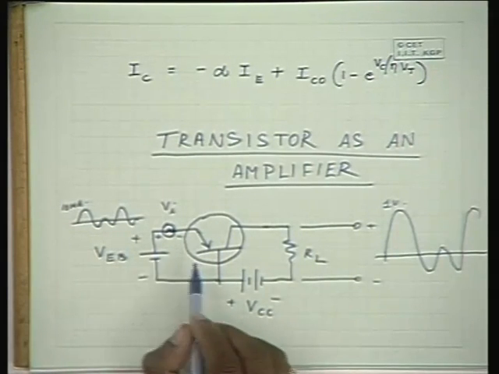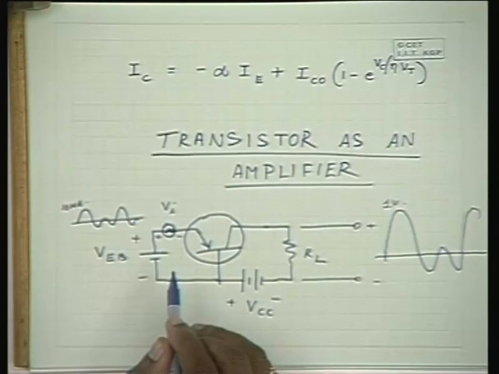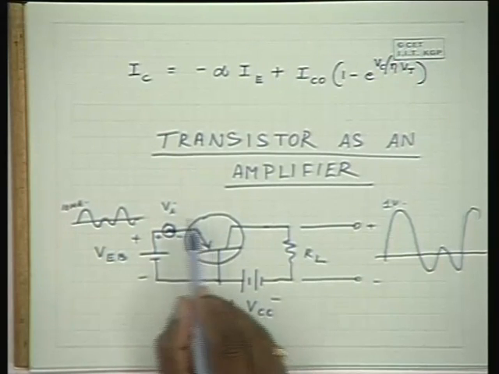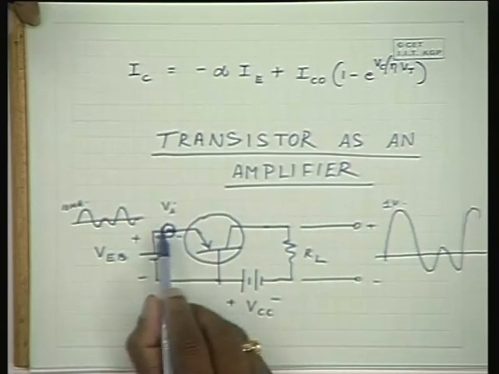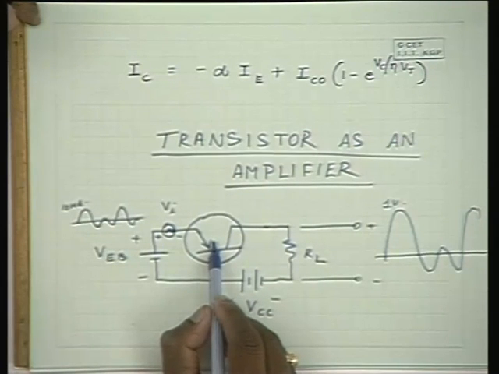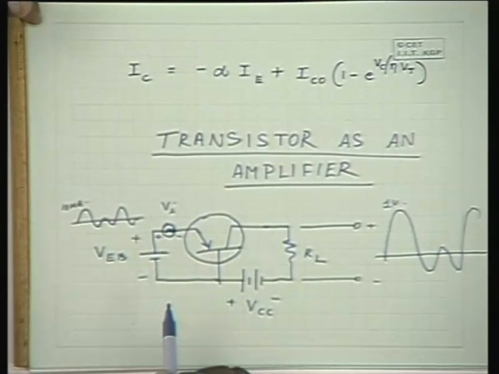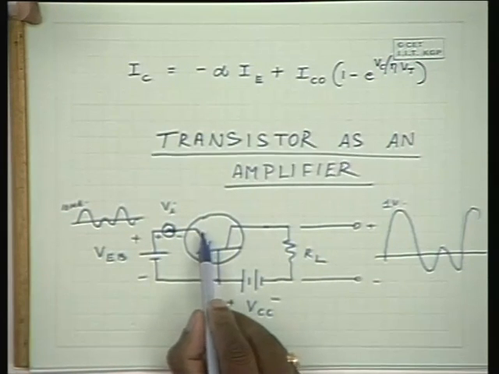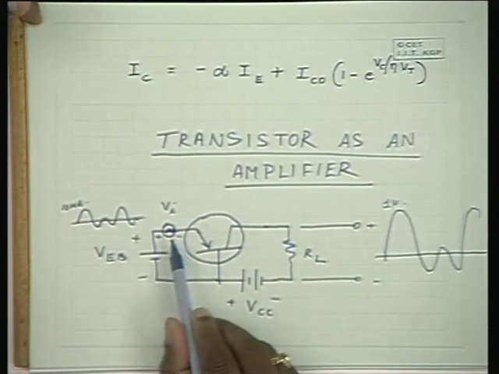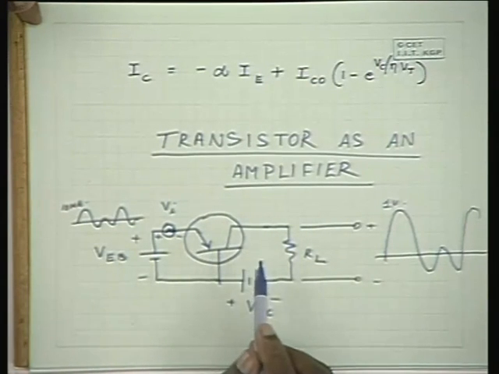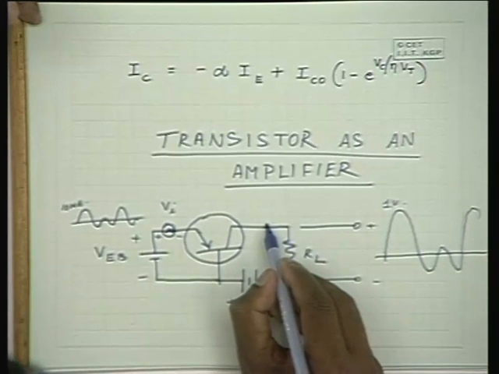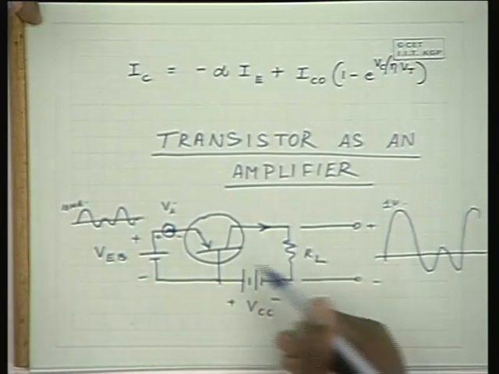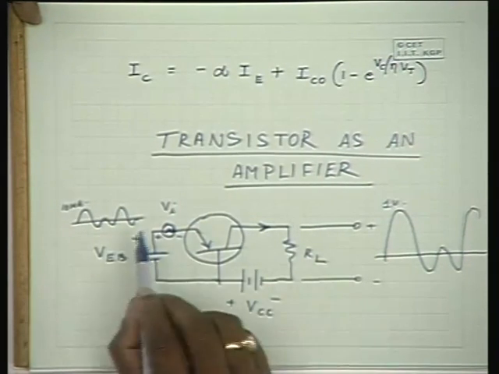Because this potential barrier is being changed, either increased or decreased based on this potential being positive or negative, the current that is injected from the emitter into the base region changes. Naturally, almost 98% of it is drifted into the collector, and as a result the collector current, the current flowing in this direction, which is minus IC, also varies proportionately.